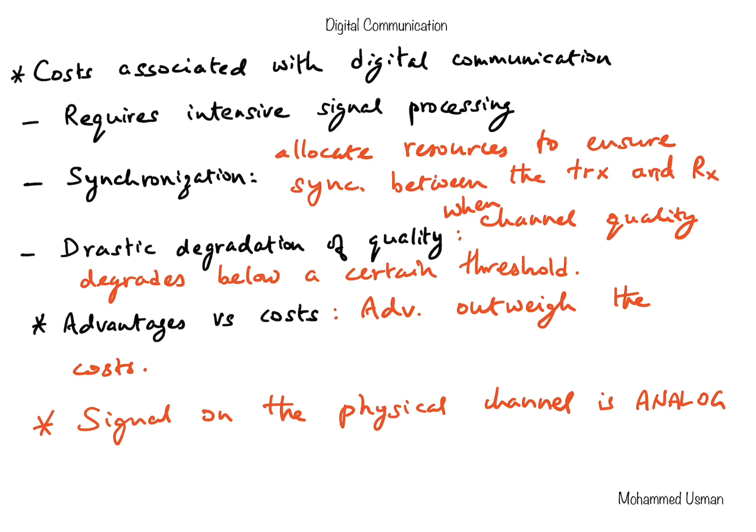Right? I will stop here, and I will continue in the next part of the video with the first step in a digital communication system, which would be to convert an analog signal to a digital signal, which we call the analog to digital conversion process, and that would be covered in the following video.